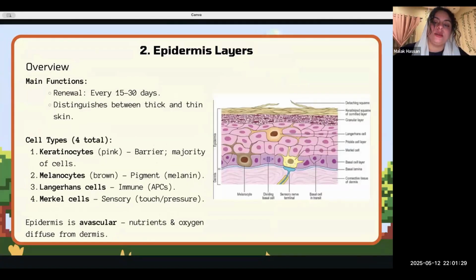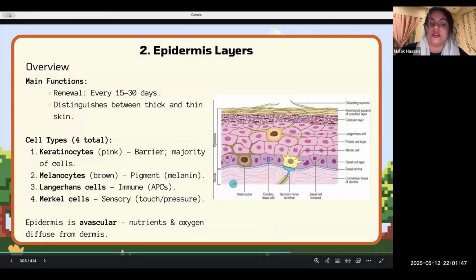What are the main functions of the epidermis? Well, like we said, it has all the functions that we were talking about. It covers you, it renews every 15 to 30 days, it distinguishes between thick and thin skin histologically, and it has four types of cells, okay?